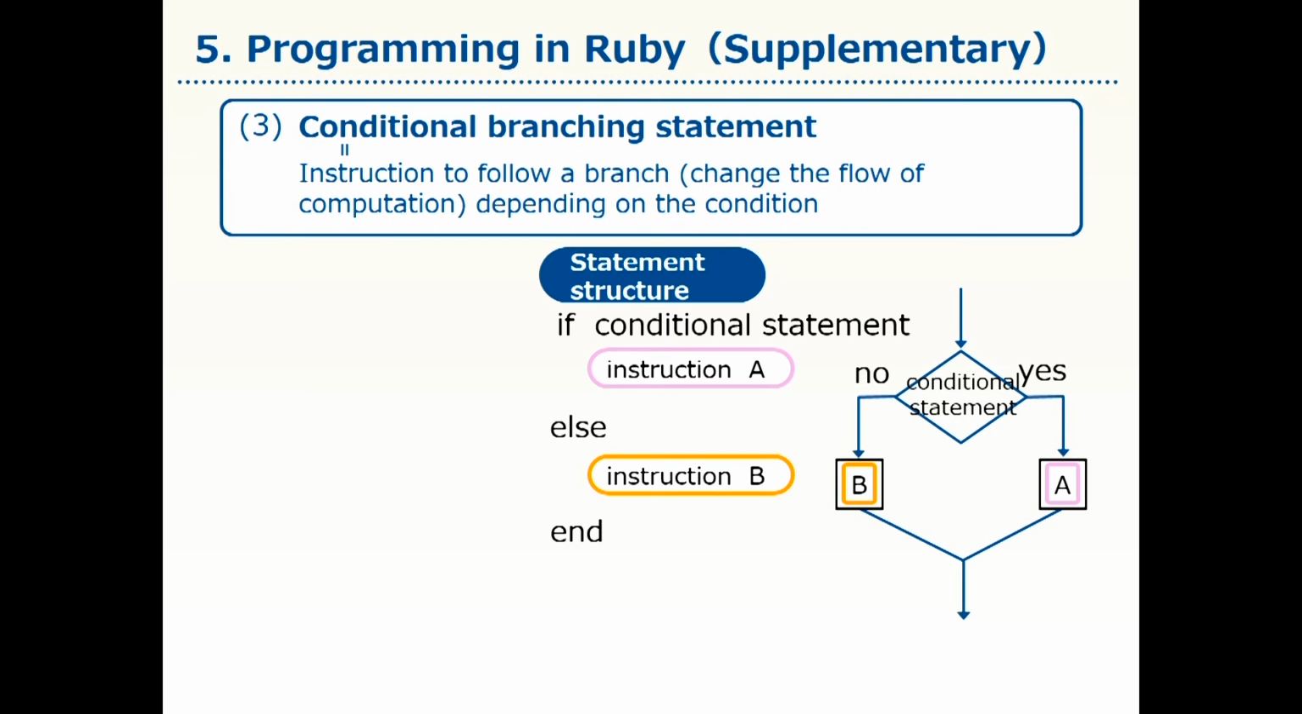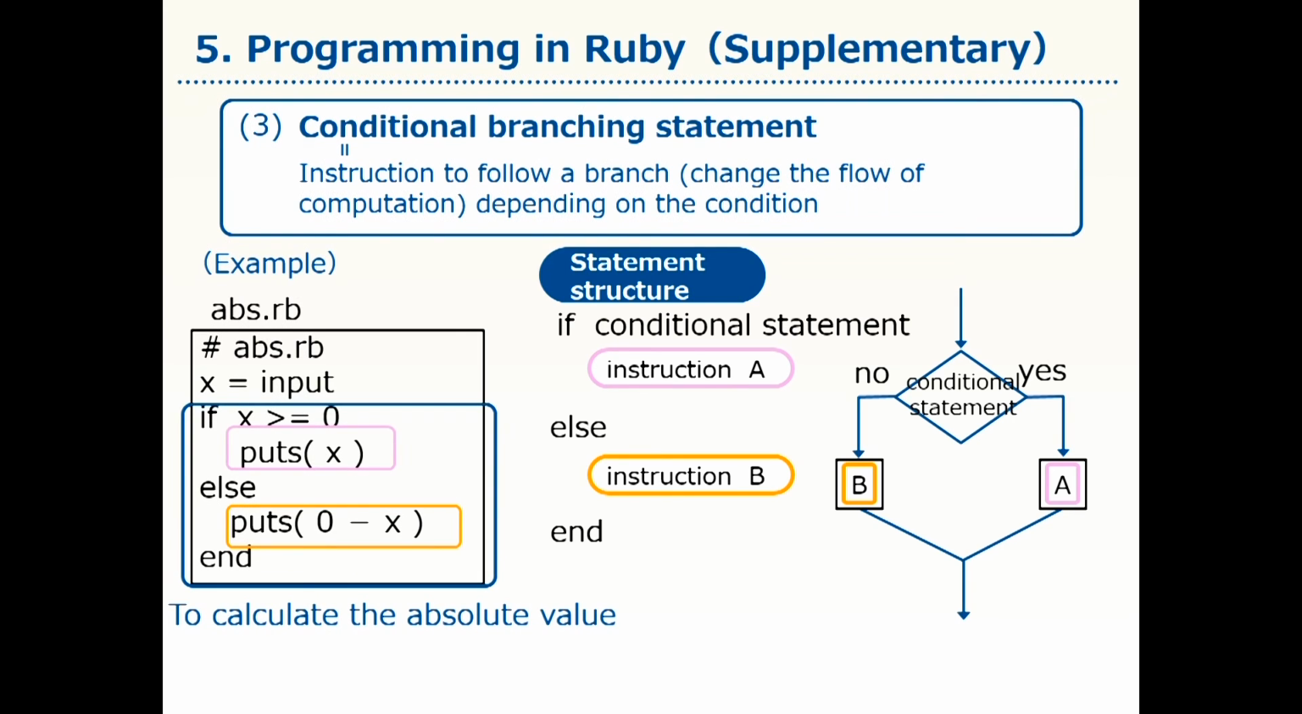Graphically, the flow of computation looks like this. For example, in this program, when the condition is met, execute the pink part of this puts command, and if not, execute the dark red part. Thus, this program computes the absolute value of the input integer given to the variable x.